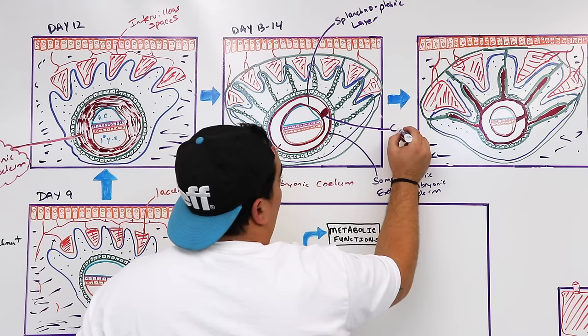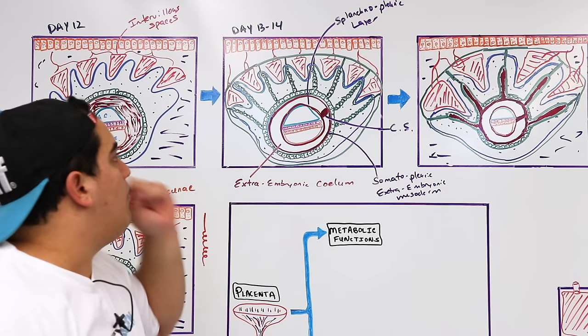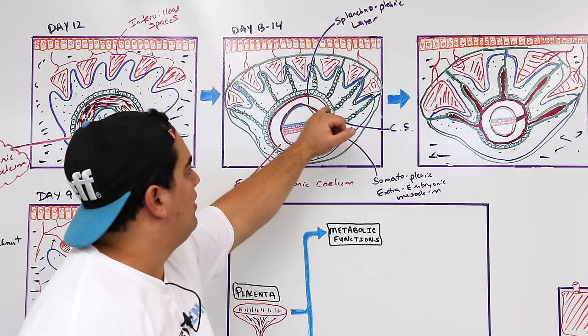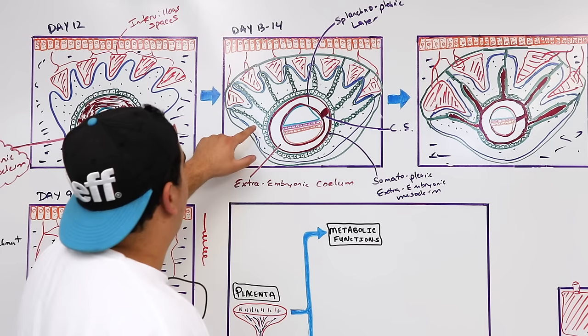Connecting stalk. Alrighty. One more thing I want you to remember before we go into the remaining weeks, week 3 all the way to 4 to 8. One more thing happens. Look at the cytotrophoblast. What is it doing? It's sending out little projections. So the cells are proliferating, proliferating, proliferating, and they're proliferating all the way out to the edge.